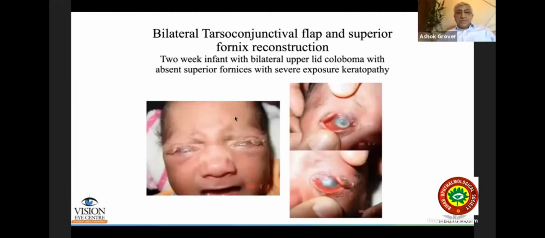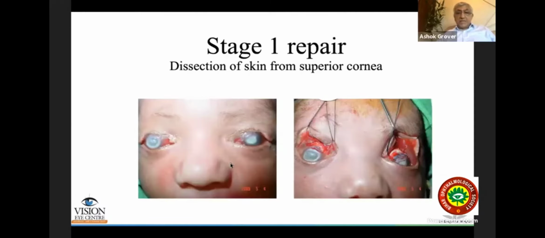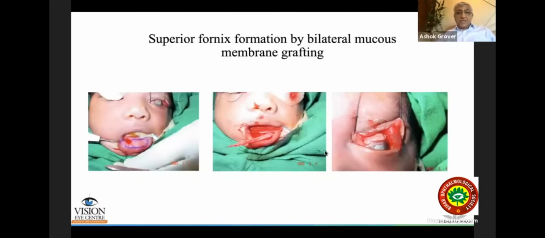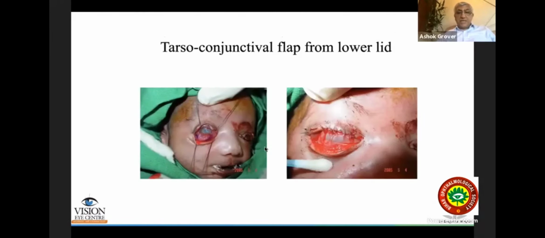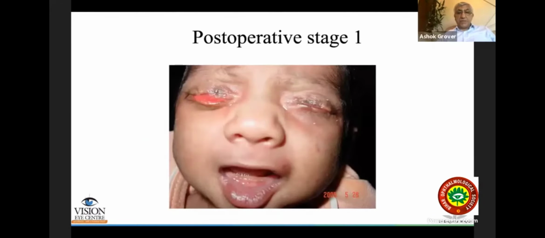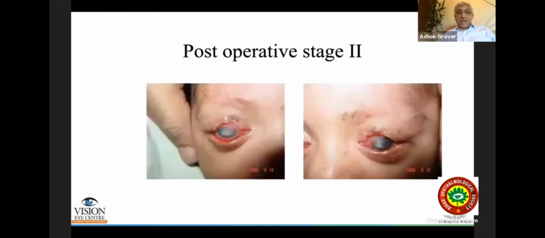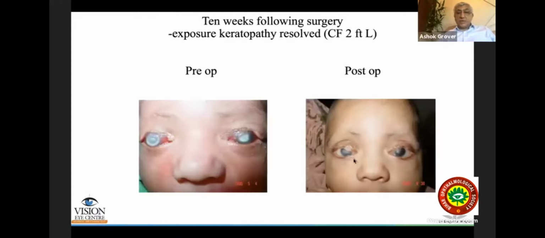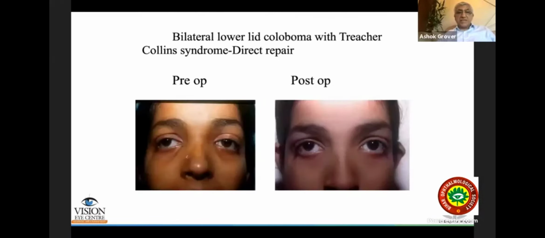The last example is of a patient where we have a superior fornix defect as well and skin running onto the cornea with severe exposure keratopathy presenting at 2 weeks. We were able to do a fornix repair with a mucous membrane graft, taking it from the lip. And then we were able to do a tarsoconjunctival flap from the lower lid and release the flap after 4 weeks to get a good correction with protection of the cornea, and the keratopathy was taken care of. Vision could be retained to the extent of almost 360 and the child is fine.